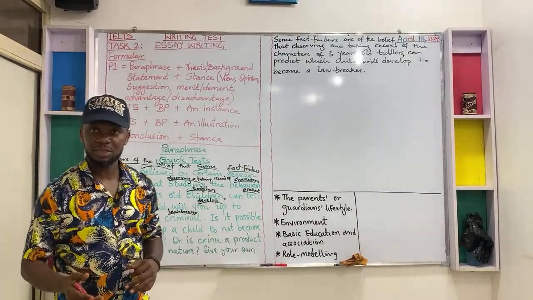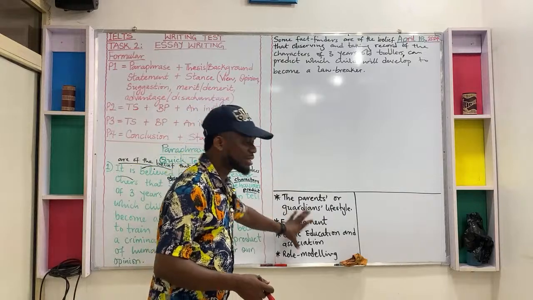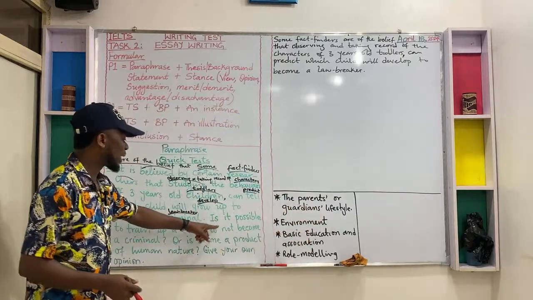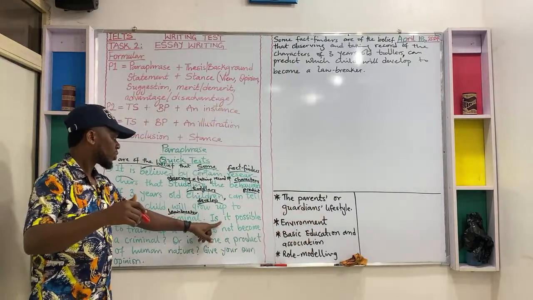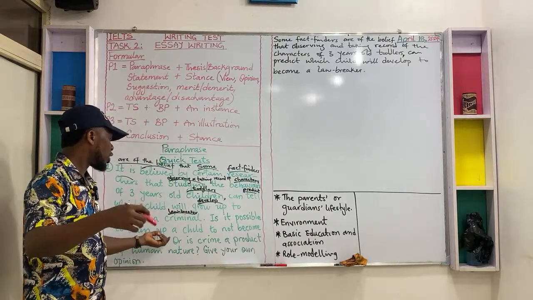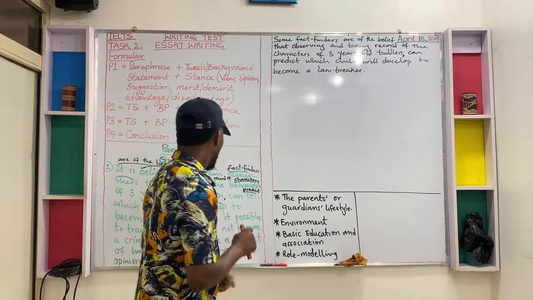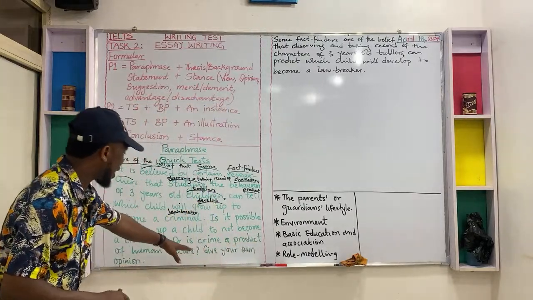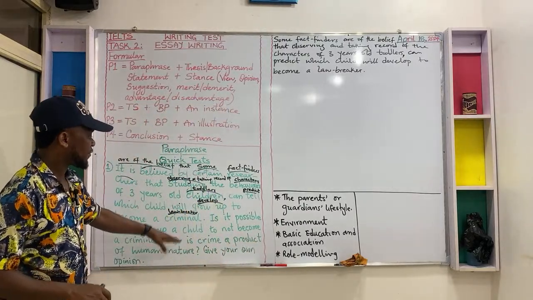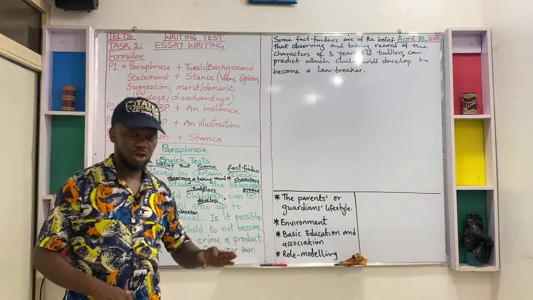Do we have another comment? Okay, so those are points that we can use to establish that it is possible to train up a child to not become a criminal. Now let's look at what points we can use to establish if crime is a product of human nature.